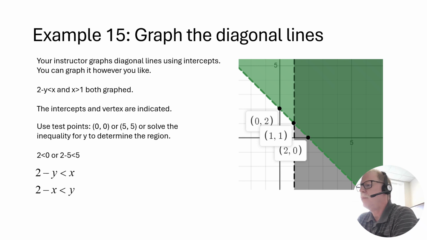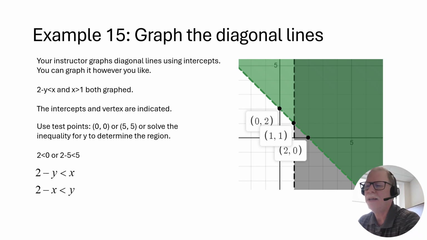And I'm going to show them in pairs before I show them all 3 together. Like that. So the 2 minus y, the first one less than x, and the vertical line graphed together there. Both have the dashed lines, both have the region shaded. I have the vertex 1, 1 highlighted there. I used the x and y intercepts for the diagonal line. And when you are determining where to shade the diagonal line, like the previous example, you can test the points, or I show you right there how to solve the equation for y.